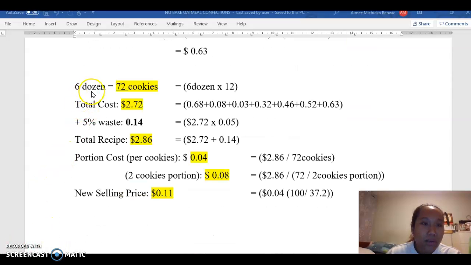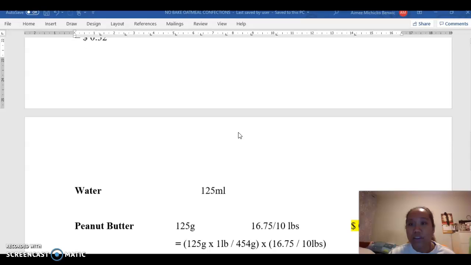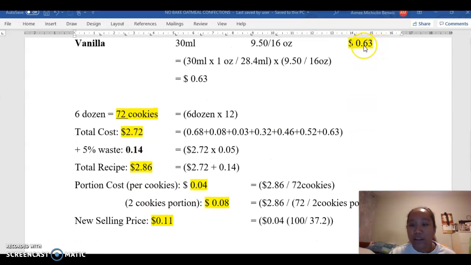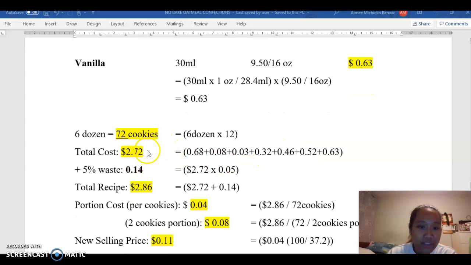There's a question: in 6 dozen, how many cookies are there going to be? In 1 dozen there's 12, so 6 dozen multiplied by 12 gives us 72 cookies. This is the answer. And for the total cost, how to get that? We have to add all the costs of the ingredients, these highlighted answers from our previous conversions, and that gives us $2.72 for the total cost.